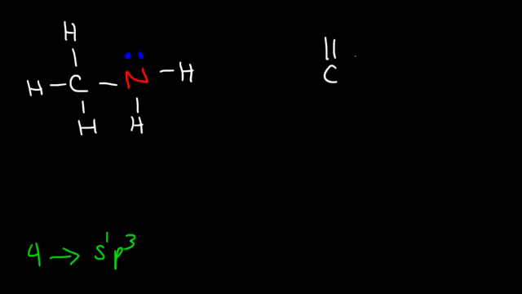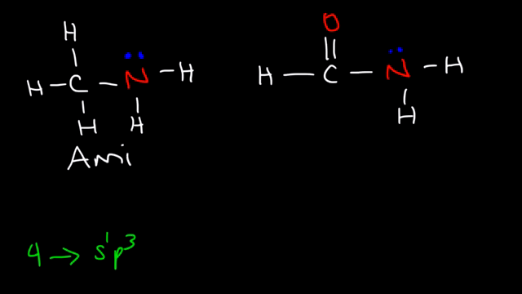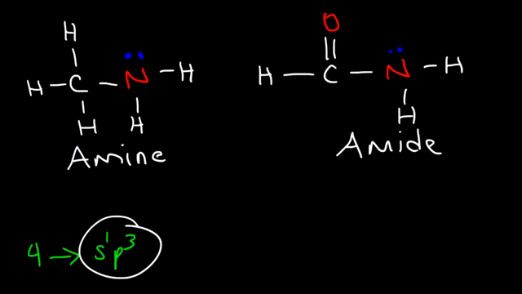Now what about this structure? What is the hybridization of nitrogen in that structure? In terms of functional groups, this is called an amine. And on the right, this is an amide. So is the hybridization of the nitrogen atom still sp2, sp3, sp, s? Which one is it? Is it going to be sp3 or something else?